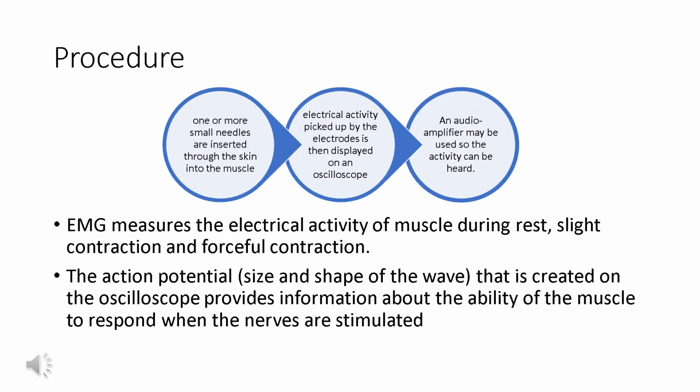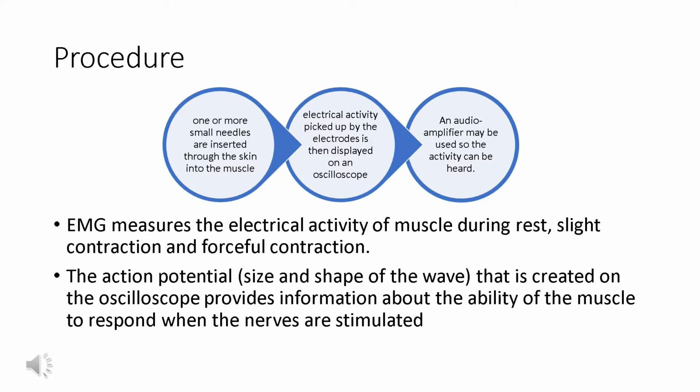Procedure for EMG. First, one or more small needles or electrodes are inserted through the skin into the muscles, and then the electrical activity picked up by the electrodes is displayed on an oscilloscope, and an audio amplifier may be used so the activity can be heard. EMG measures the electrical activity of muscles during rest, slight contraction, and forceful contraction.